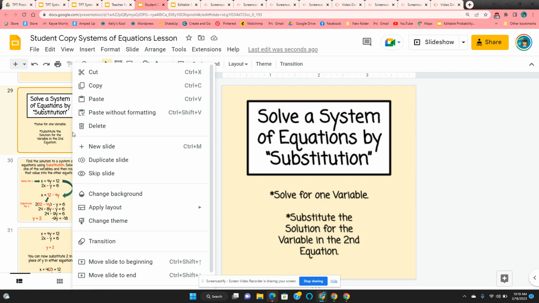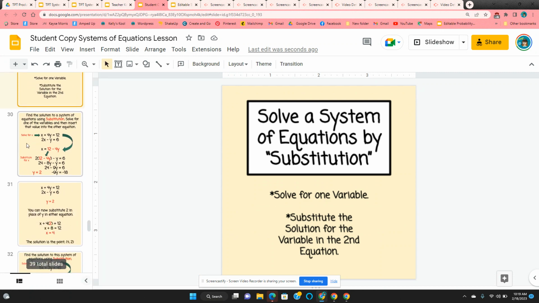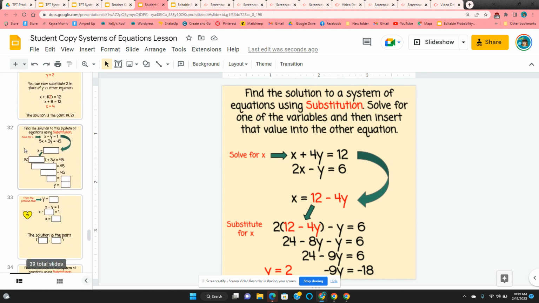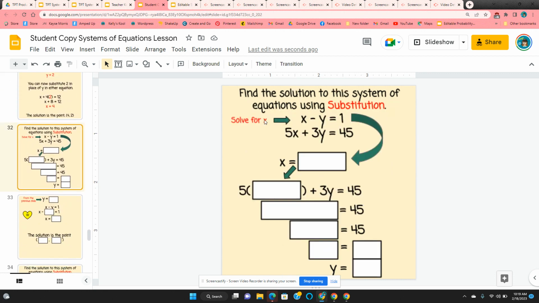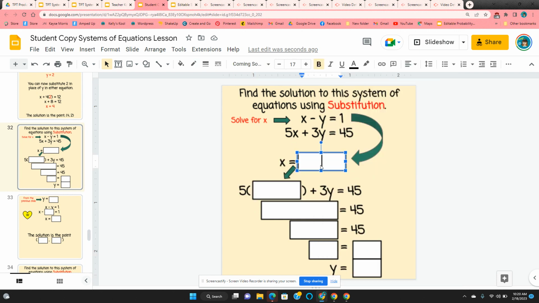And then finally, we're going to look at substitution. You're going to solve for one of the variables and plug it into the other equation. So it shows how to do that. And then they're told to solve for x. So they're going to solve for x in this first equation. And they're going to do that by adding y to both sides. So it would be x equals y plus 1. And so they're going to plug it into the second equation, y plus 1.